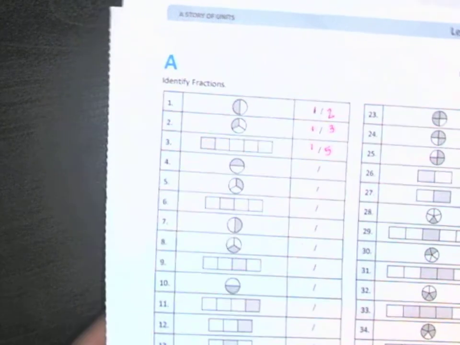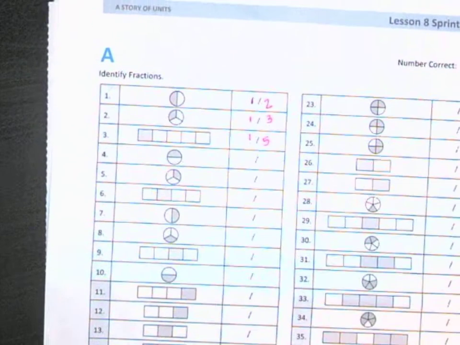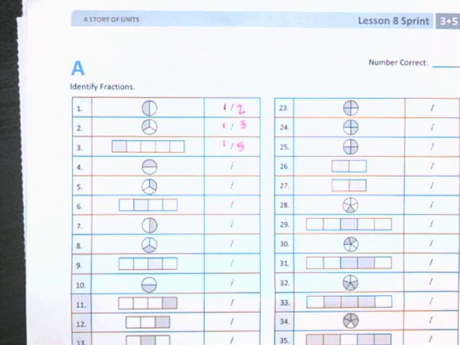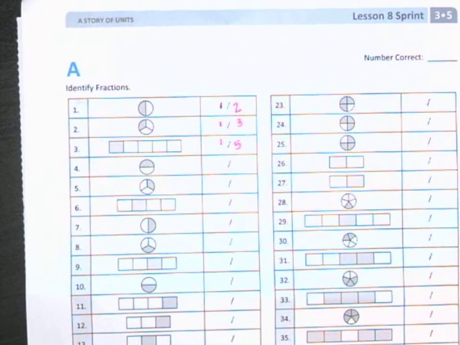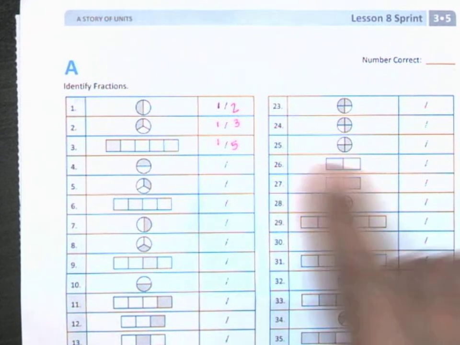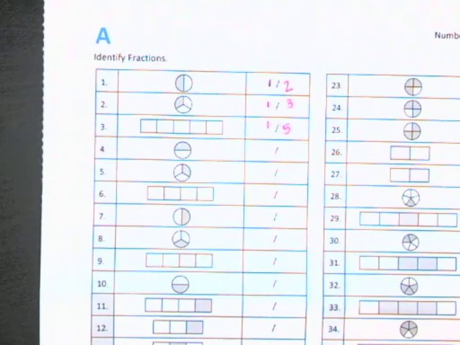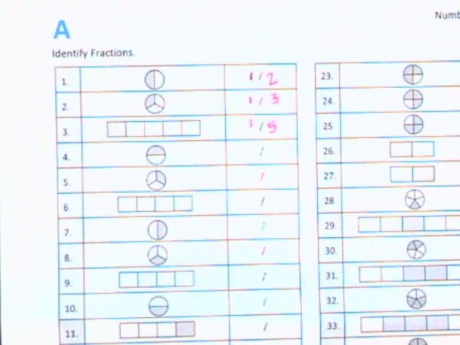So before we get into the application problem, I wanted to show you all what your sprint looks like for today. When we do sprints, you have a side A and a side B, and you have 2 minutes to complete as many problems as you can on each side. Just to make sure that you understand how to do this sprint, you're looking at the fractions and writing in the fraction that is shaded.